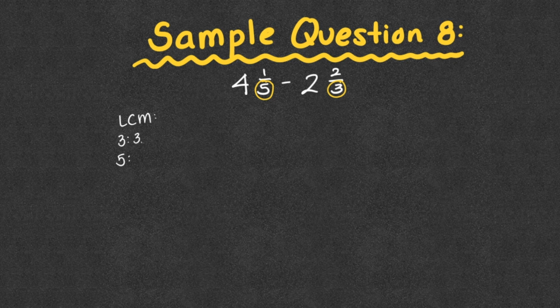So count by threes: 3, 6, 9, 12, 15. Then by fives: 5, 10, 15. You should have clocked that you've said the same number now, only once. So the LCM is 15. All right.